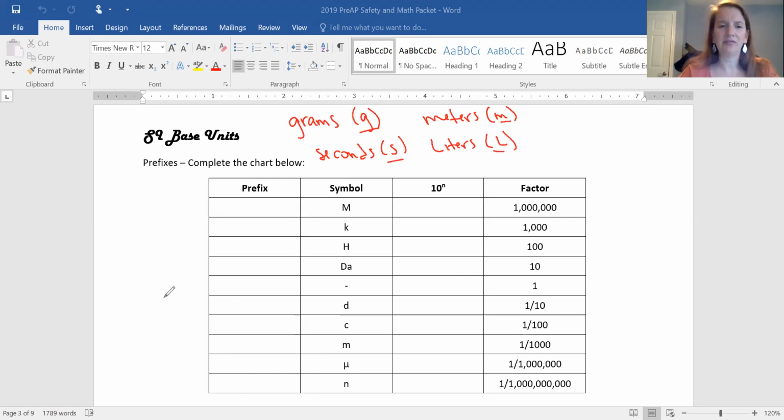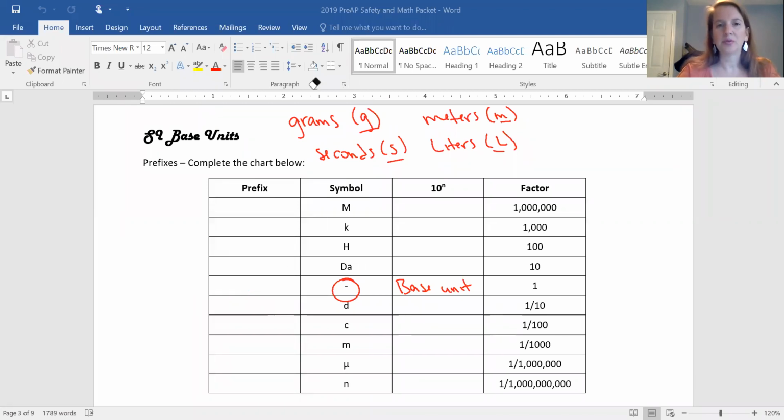All right, and these are going to fit right here on this chart. This is our base unit, okay? It's just a single letter. There's no prefix assigned to this, so that's why there's no symbol here. This can be represented, like I said, by grams, meters, liters, seconds, whatever, okay? There's not a prefix, so we'll not put anything in that little column, okay?